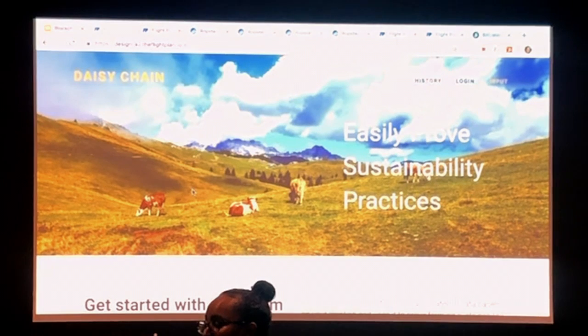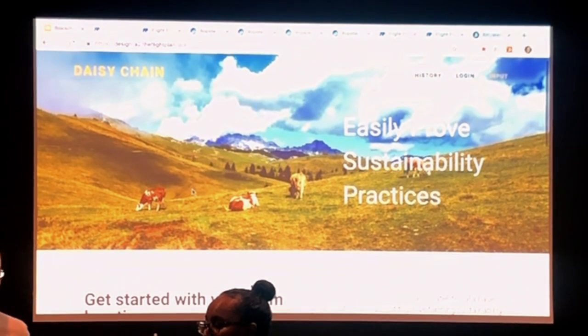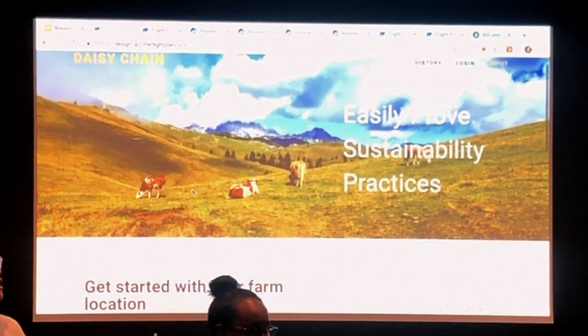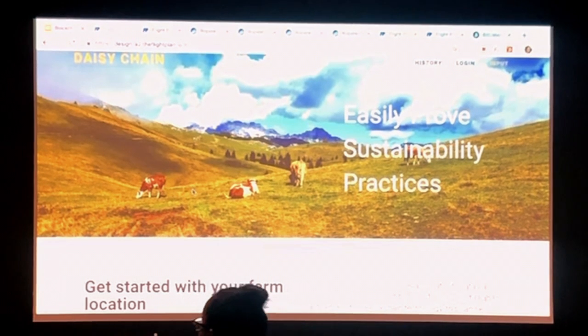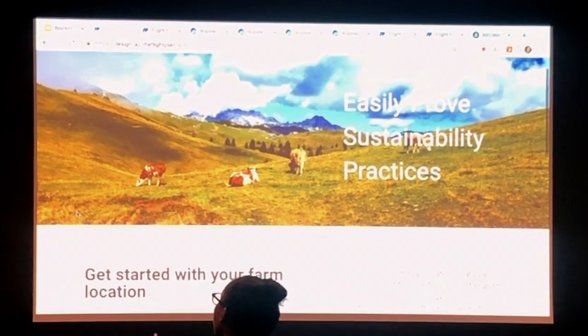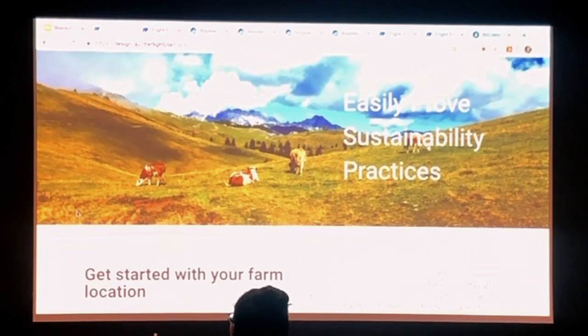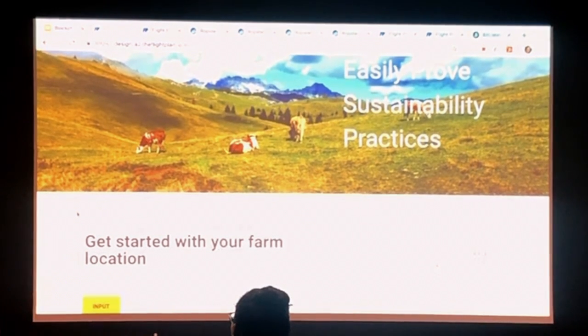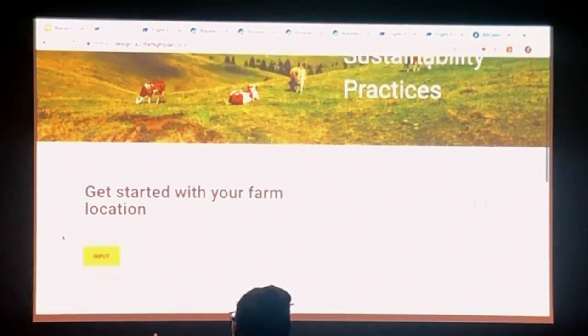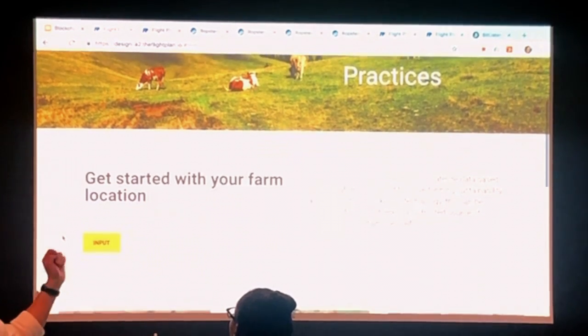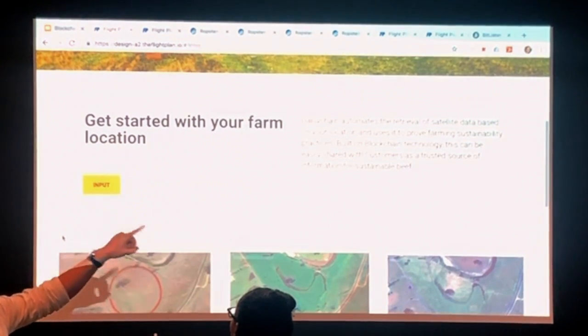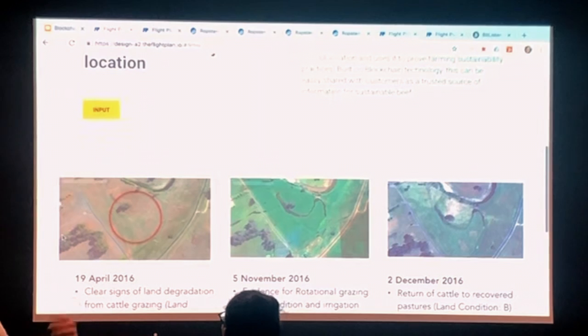So this was a prototype that we had. And again, going back to our two main motivations for building the prototype in the first place, is to communicate this to farmers. So we need a really clear description of what it is. So again, this was actually an onboarding page for farmers. Get started with your farm location. It basically retrieves satellite data based on your location and uses it to prove sustainable farming practices.